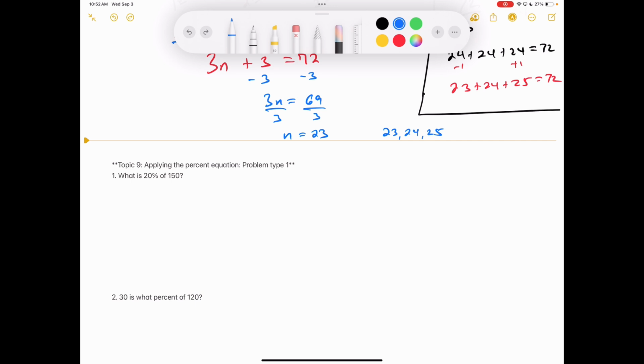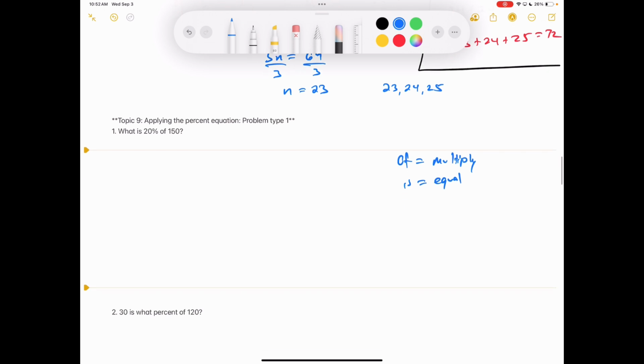All right, 20% of 150. There is a formula for this. The word "of" means multiply, "is" means equal. So you can always think of that. "Of" means to multiply. "Is" means equal, but there is a proportion. I gotta make sure I set it up the correct way. Pretty sure it's is over of equals percent over 100.